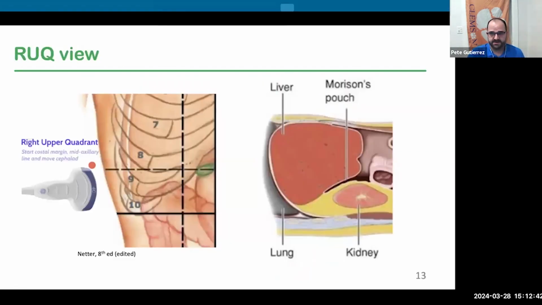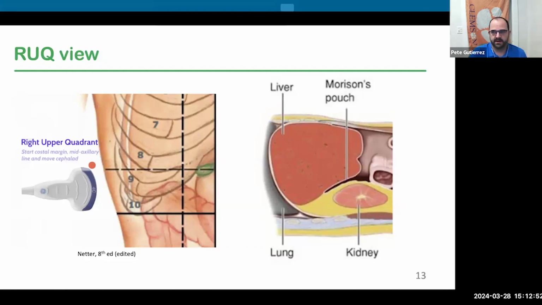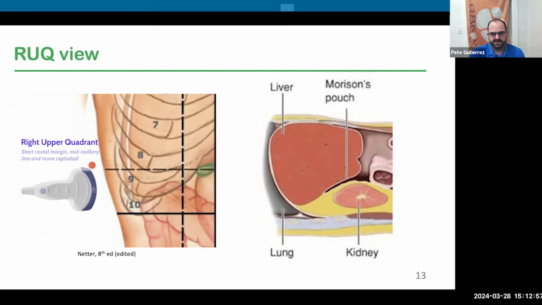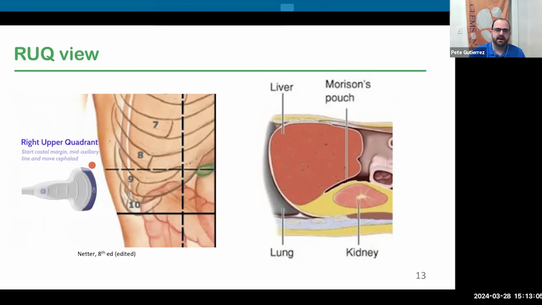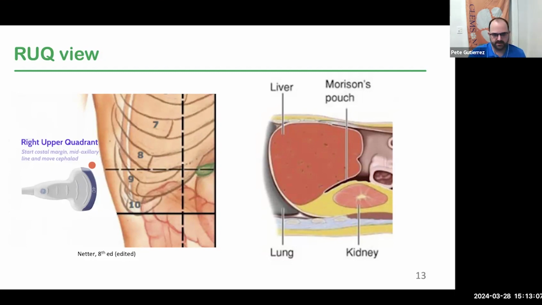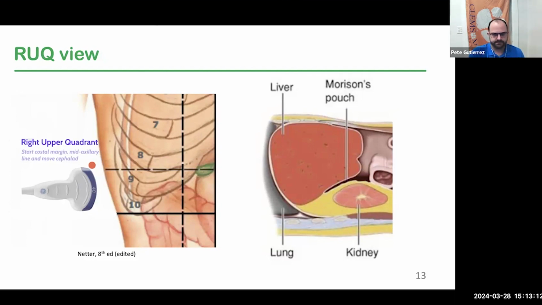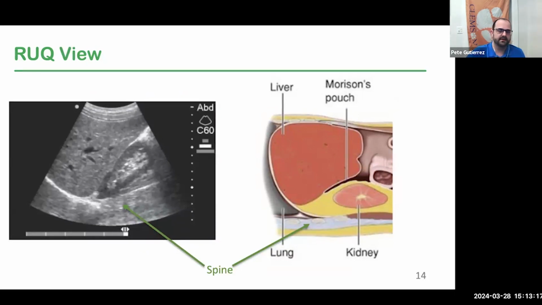So we're going to start where I typically start, which is in the right upper quadrant. For this view, you want to orient your probe longitudinally with the indicator going towards the head, starting at about the mid-axillary line with the bottom of your probe at the costal margin. This image on the right shows the placement of the probe, and then approximately what your view is looking like on the right there with the illustrated anatomy. And then superimposing the sonoanatomy on top of that.